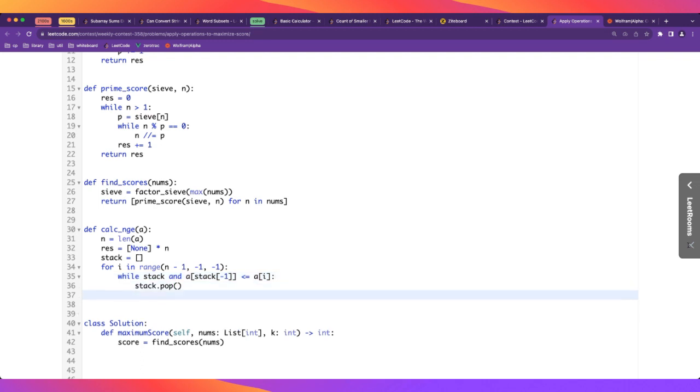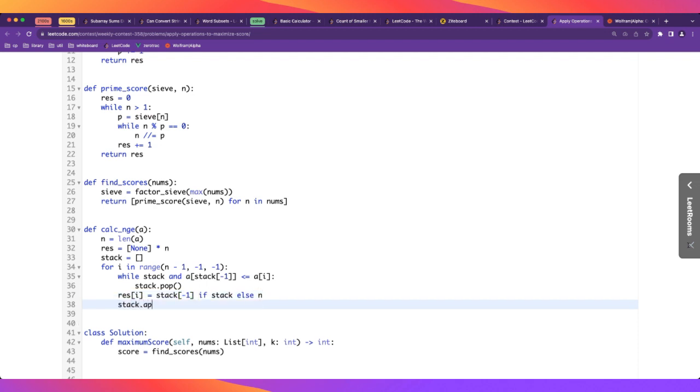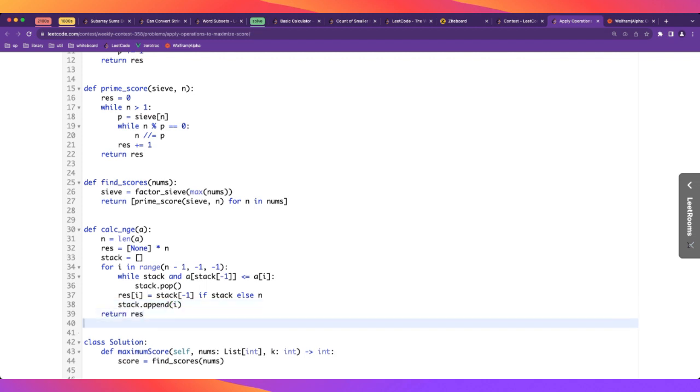So now there are two possibilities. Either the stack is empty or we found a greater element, the next greater element. So if, like we said, it's empty, we're going to make the index n, and otherwise the top of the stack is going to be the next greater element. And now we add the ith element and we're done.